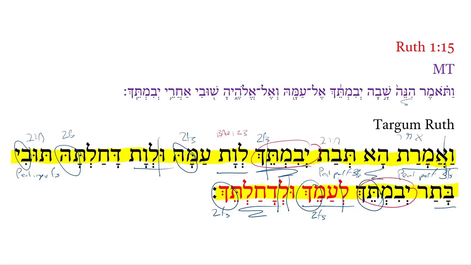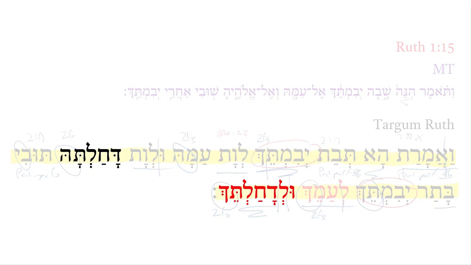Targum Ruth, Ruth 1:15, the second part. In this video, I'd like to talk about this God word. In black, we have "her gods," and in the addition, in red, we have "and to your gods." The black text is a reflection of the Hebrew Eloheha, her gods.